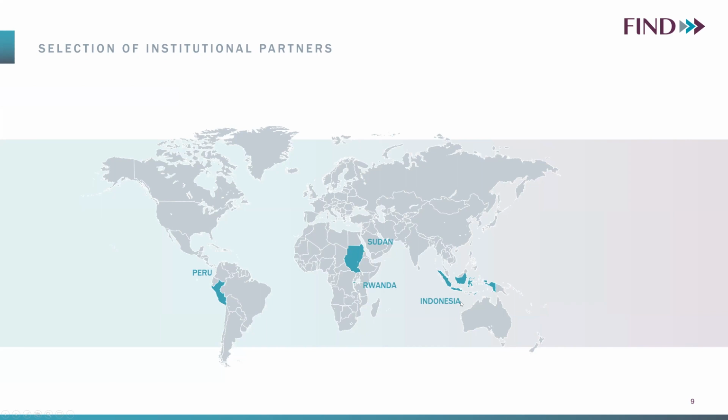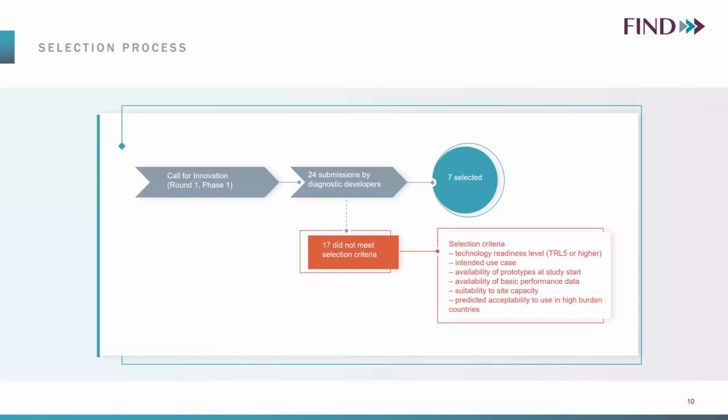And we tried as much as possible to capture the different geographic regions, which are technically the intended use settings for these malaria diagnostic tests in these malaria endemic regions. So for our round 1, phase 1, in the selection process for our manufacturing partners, there was the call for innovation, which was published at the FIND website.